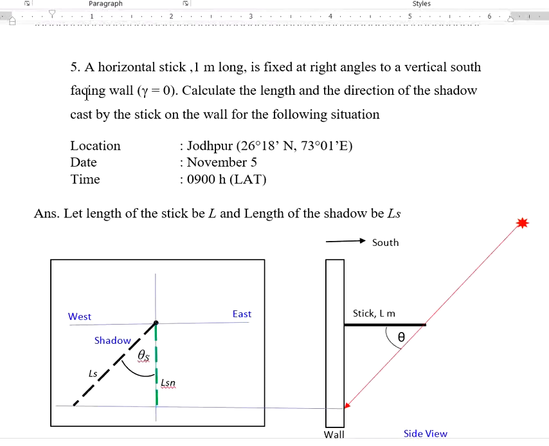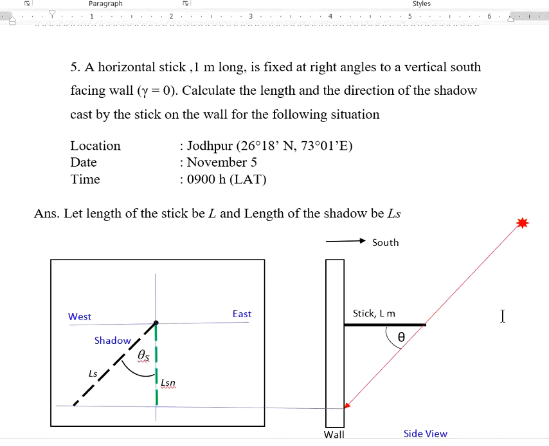Now let us go to problem number 5. A horizontal stick 1 meter long is fixed at right angles to a vertical south facing wall. So this is a wall, and a horizontal stick is fitted on the wall. We have to calculate the length and direction of the shadow cast by the stick on the wall for the following situation. Location is Jodhpur, date is November 5th, time is 9 hours LAT. LAT is given directly here, so we need not convert that time into LAT again.